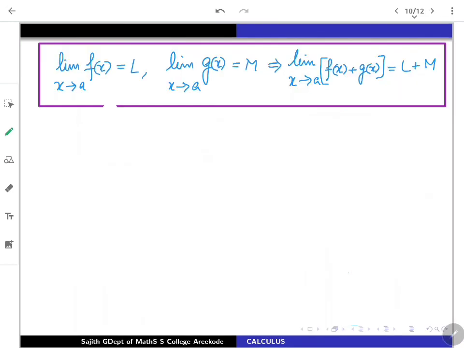But before concluding, let us look at our limit theorems. We have all the theorems, such as the limit of the sum, the limit of the product, all such things behaving well. So the first one was that the limit of the sum is going to be the sum of the limits. If the limit of f of x as x approaches a is L, and that of g is M, then the limit of this sum function is also going to be L plus M.